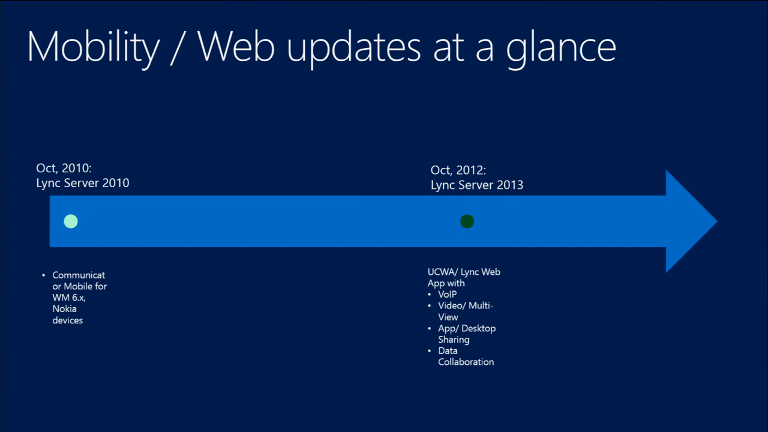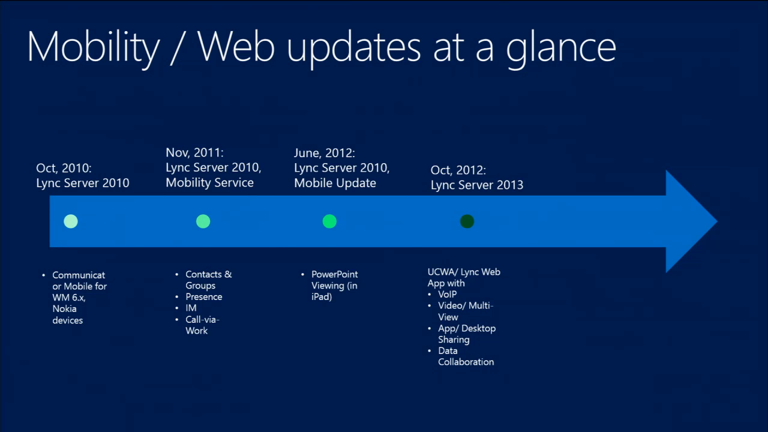So here's a quick look at the mobility web updates. So we can see in Lync Server 2010, we had Communicator Mobile, and then we kind of jump forward here in Lync Server 2013 from October 12. We had the Lync web app itself that offered VoIP video, and what we did when we introduced the UCWA APIs is really what opened up the door for the Lync web app, and then we leveraged that with the mobile devices as well.